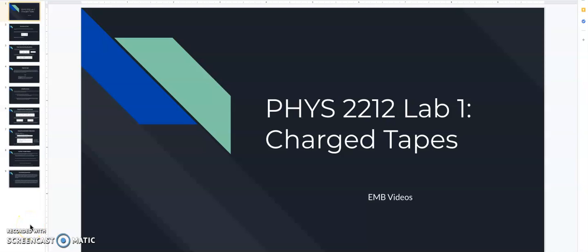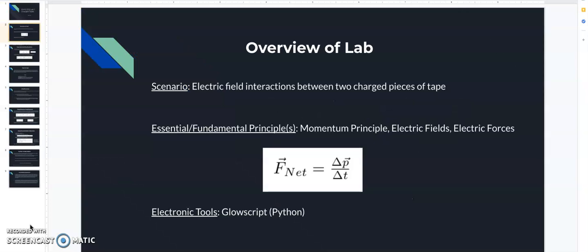This is my Physics 2212 Lab 1 video lab report on charged tapes. So, a quick overview of this lab: we will be looking at the electric field interactions between two charged pieces of tape. The central fundamental principles at play are the momentum principle, defined here as the net vector force being equivalent to the change in momentum per change in time, electric fields, and electric forces, which we'll look at empirically in just a moment.